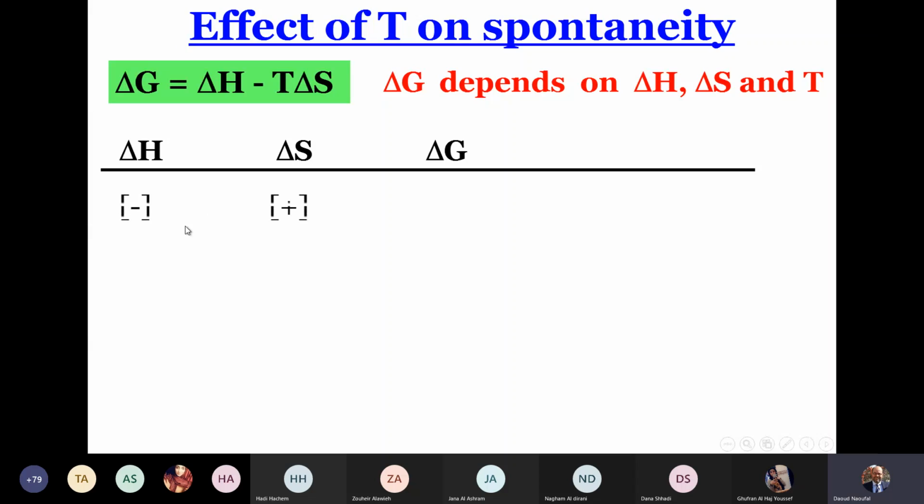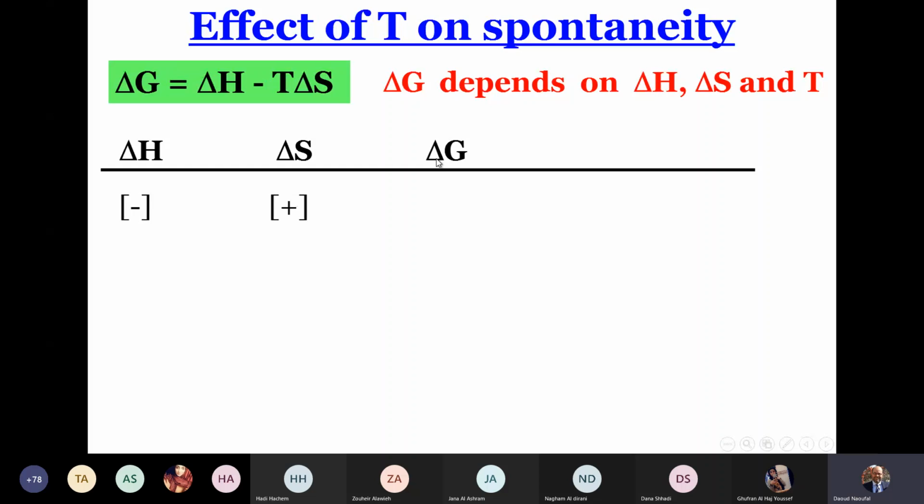The first example, suppose delta H is negative and delta S is positive. What is the meaning of delta H of the reaction negative? This reaction is exothermic. What is the meaning of delta S of the reaction positive? That means S of the products is greater than S of the reactants, so the disorder increases during the reaction.